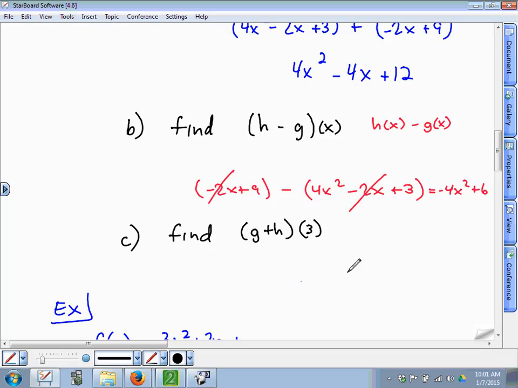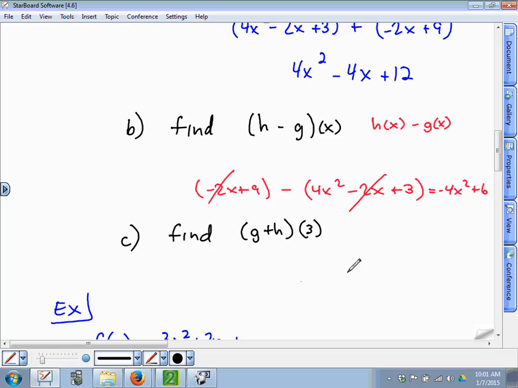Now, let's talk about this first before you start trying something so you don't end up having to erase. What do you think that means? Put 3 in for g and h. Yeah, both of you are right. There's actually two ways you could do this.